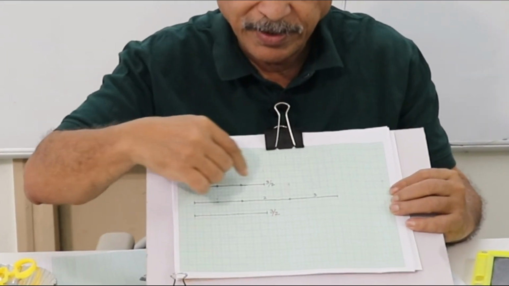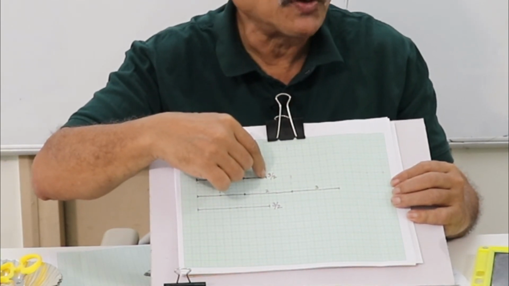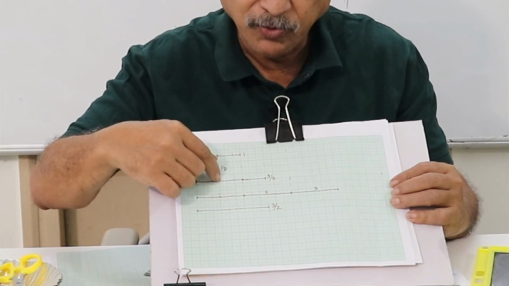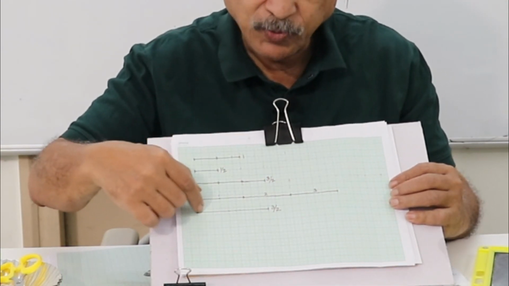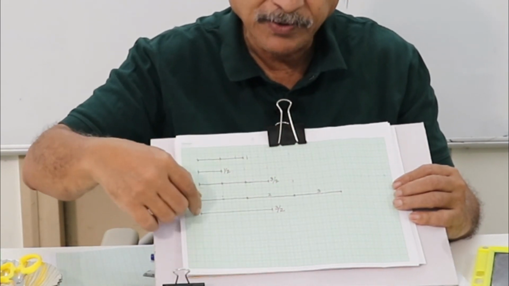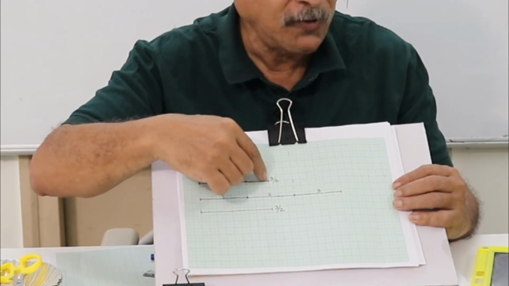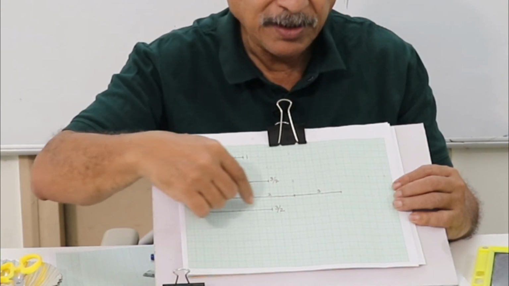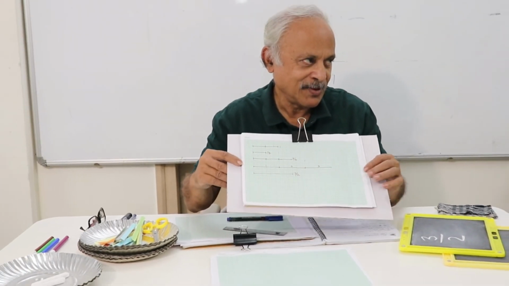Here we did 3 by 2 as 3 pieces of 1 by 2, which means 1 by 2 plus 1 by 2 plus 1 by 2. This one you drew as 3 divided into 2 parts. So from here to here. So this was the long form and this is the short form. But they are the same. Okay.